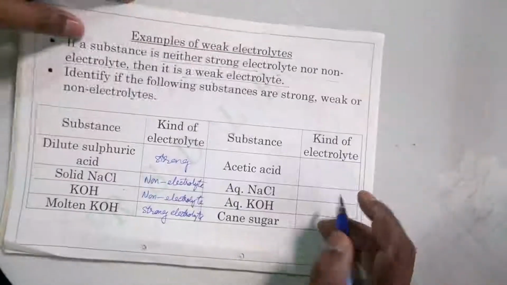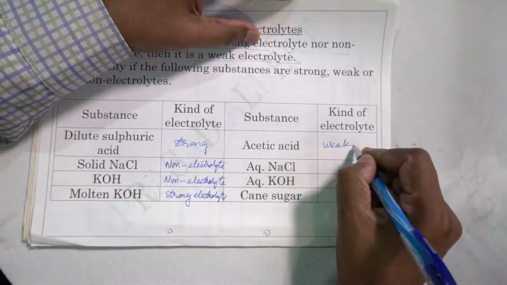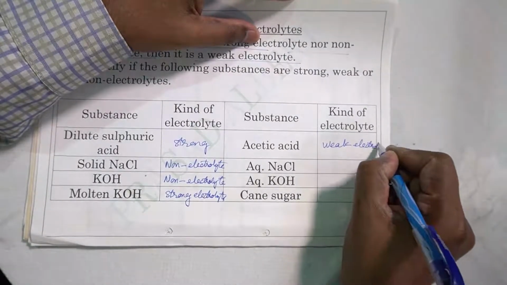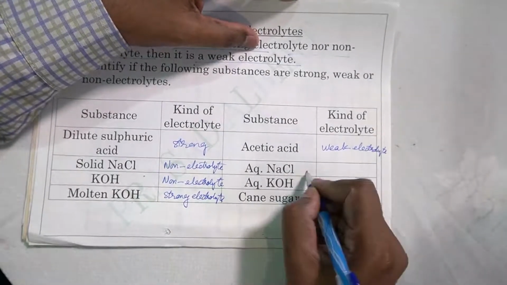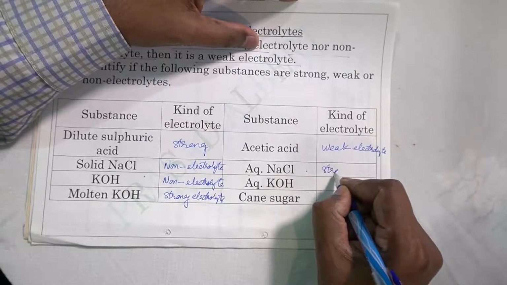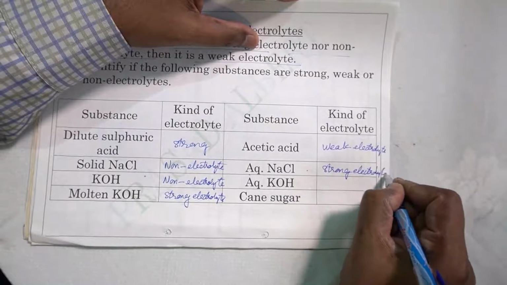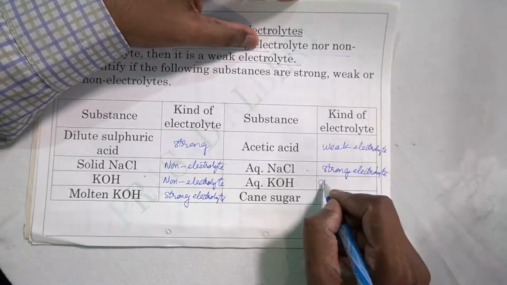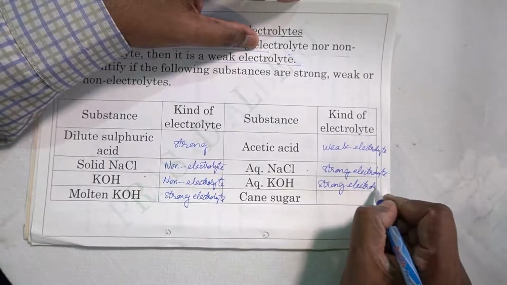And acetic acid. Acetic acid is a weak electrolyte. We have already taken it. Weak electrolyte, because it is not coming under the category of strong electrolyte or non-electrolyte. Aqueous NaCl, sodium chloride in aqueous state, is a strong electrolyte. It dissolves in water, splits into ions. Aqueous KOH is a strong electrolyte. We have just seen that.